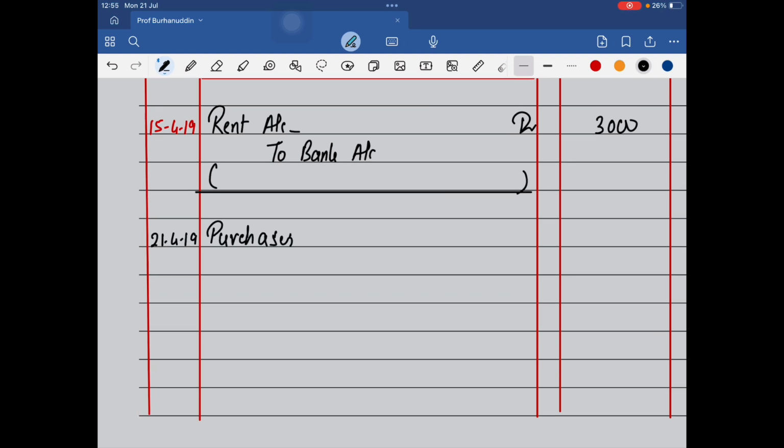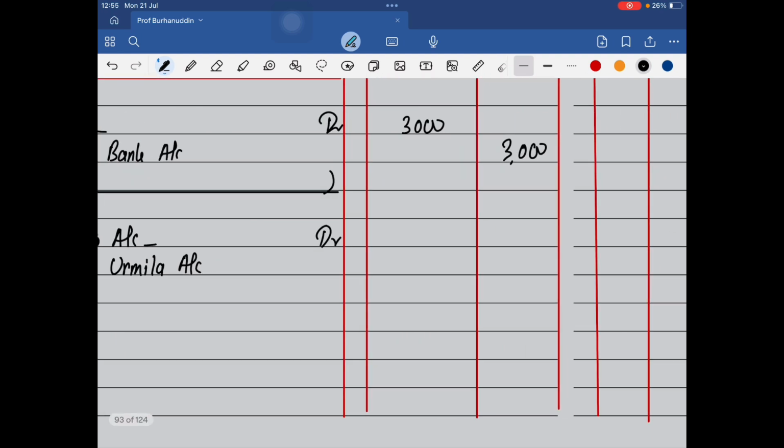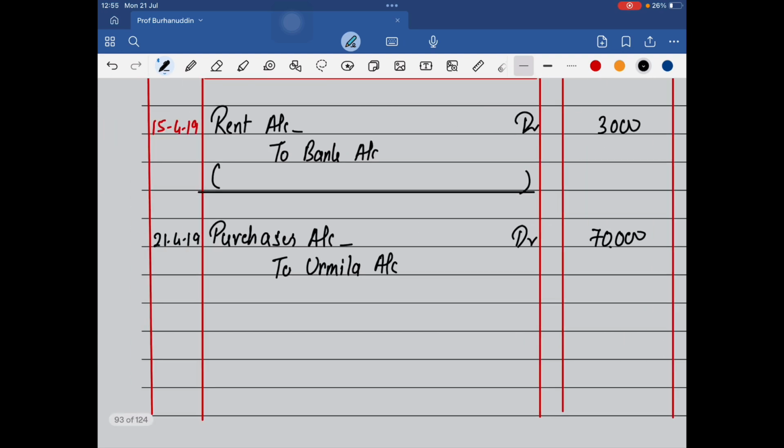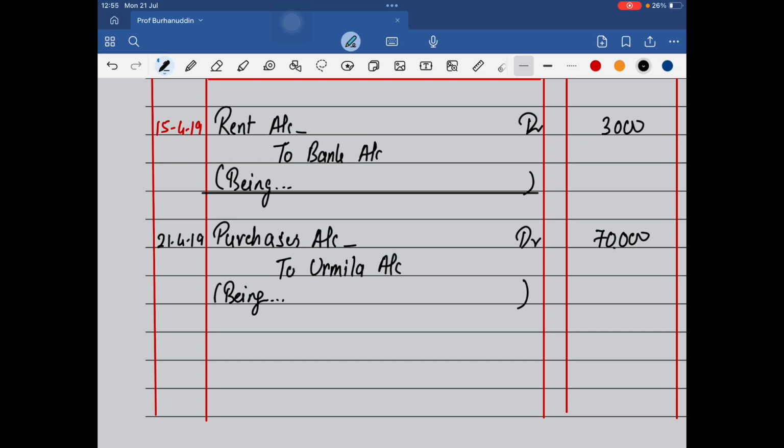So purchases account debit to Urmila account, that is going to be credited. Amount is 70,000. So purchased goods from Urmila for 70,000. Every time this narration has to be written. So I am not writing, but I'll keep on reminding after every transaction that you need to write it. Correct, sir? We'll draw up a line.